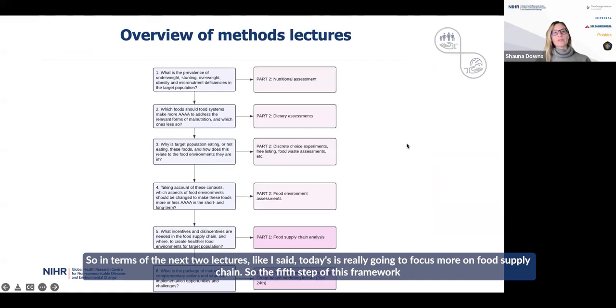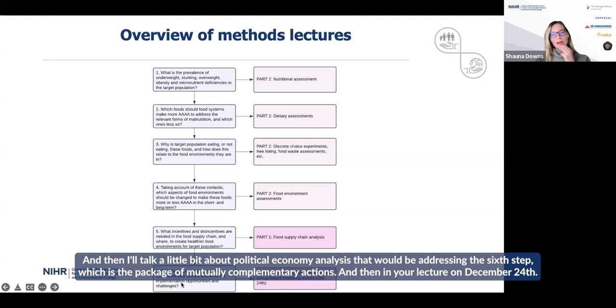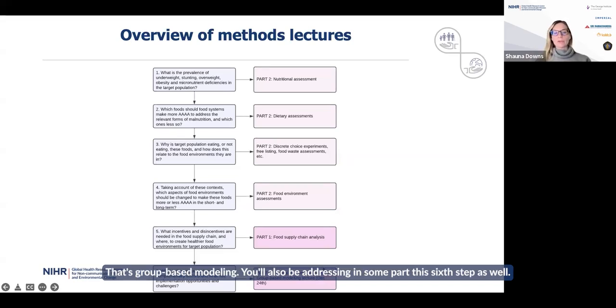So in terms of the next 2 lectures, like I said, today's is really going to focus more on the food supply chain, so the 5th step of this framework. Then I'll talk a little bit about political economy analysis, which would be addressing the 6th step, the package of mutually complementary actions. And then in your lecture on December 24th, which is group-based modeling, you'll also be addressing in some part this 6th step as well.